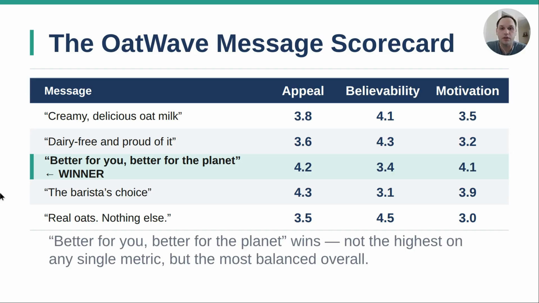The barista choice tops appeal at 4.3. Believability is the lowest in the group at 3.1. People like the idea but don't buy it. Real oats, nothing else, is the most believable message by far at 4.5. But motivation is only 3.0. It's honest, but it doesn't move people.